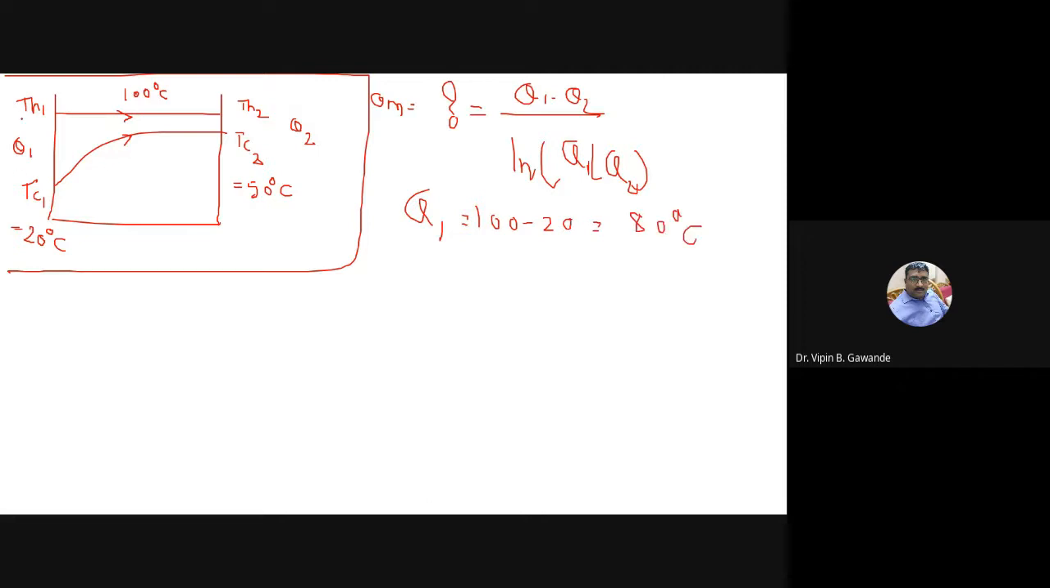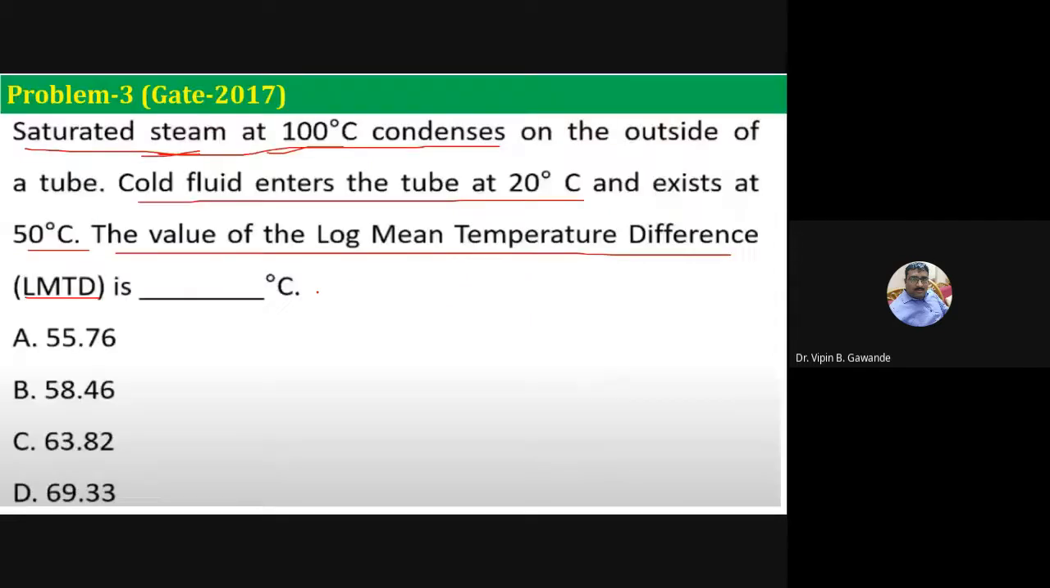This is 100, this is 20. Now, what is the value of theta 2? This is again TH2 minus TC2. TH2 is 100, minus 50, so this is equal to 50. So you get the two values, theta 1 and theta 2. Just put all these values here and calculate theta m. If you calculate this, you will get the answer as 63.82.